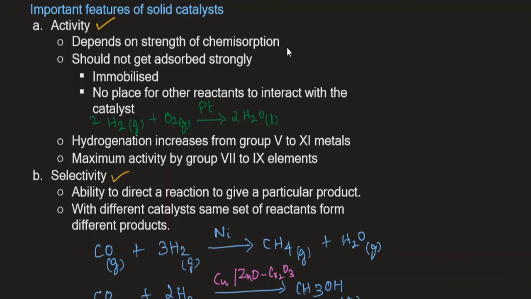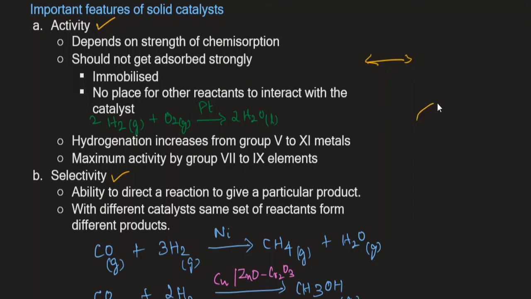Secondly, it should not get adsorbed strongly. That is another type of requirement. If it is strongly adsorbed, chemisorption being a stronger force, then the adsorbed particles are immobilized. They cannot move here and there, as they are strongly bound at one place. Then what will happen after the initial level of adsorption? There is no place for other reactants to interact with the catalyst.